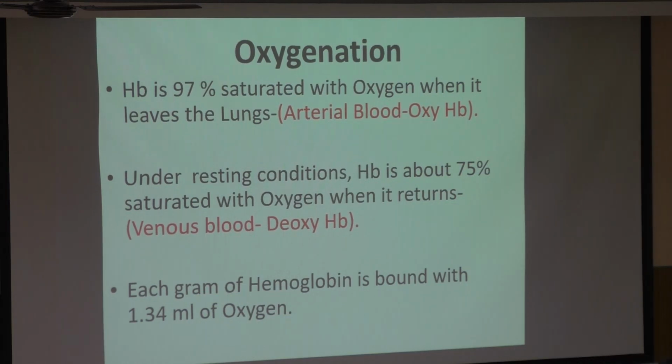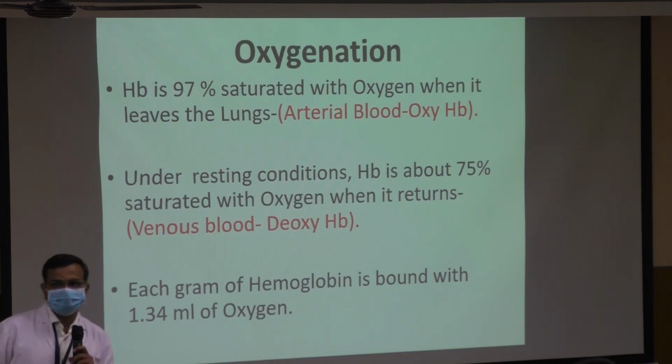So hemoglobin in the lungs is about 97% saturated with oxygen, and that is called oxyhemoglobin. Now we are talking about allosteric. So what is meant by allosteric modification? Yes. One is that the modulation takes place at a site other than the active site.